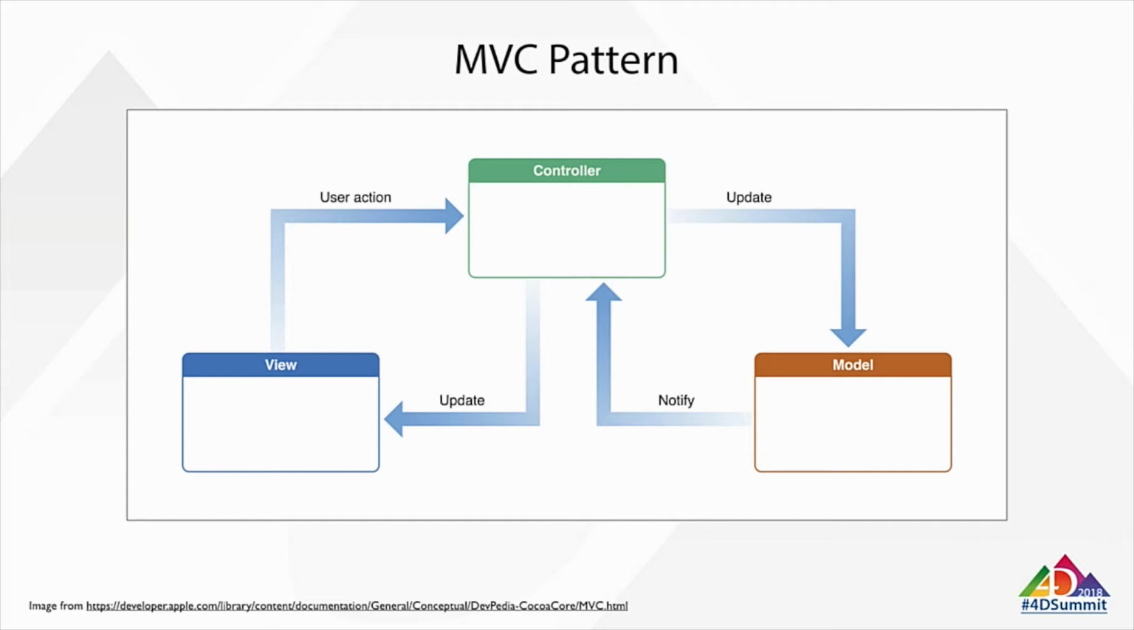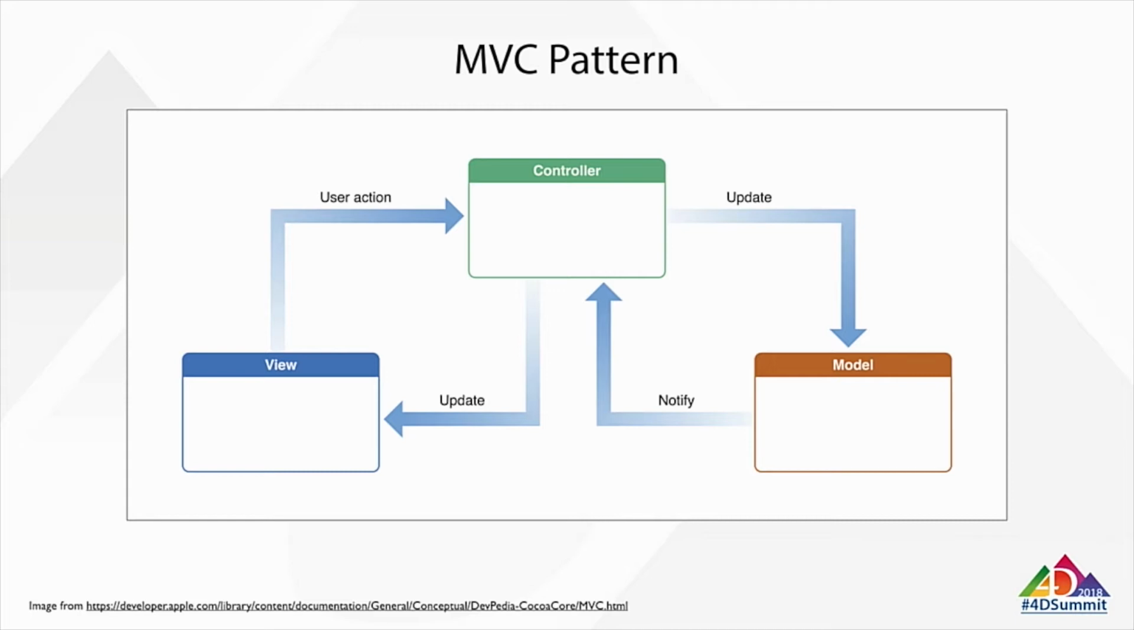So the model is probably something in memory. Maybe you've loaded some records from the database or something like that. And so you have something in memory, usually. That's the model. The view can be thought of as the window or the screen, or even more specifically, each widget that's on the screen. So again, like a date field or a list box or anything like that.